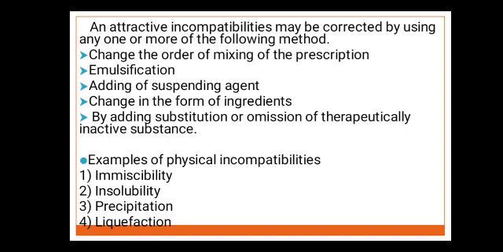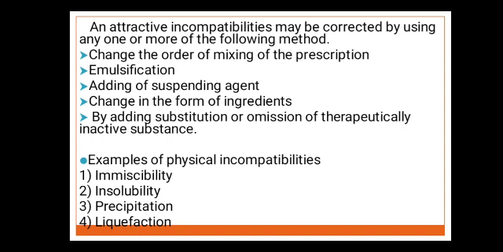You can firstly mix the flavoring agent and coloring agent in the solvent or in the vehicle, and then you can add the drugs. That is the change in the order of mixing of the prescription. Second one is the emulsification method. In the emulsification method, the emulsifying agents are added into the pharmaceutical preparations, which reduce the interfacial tension between the two immiscible liquids, and a good emulsion is formed. Third one is the addition of suspending agent.